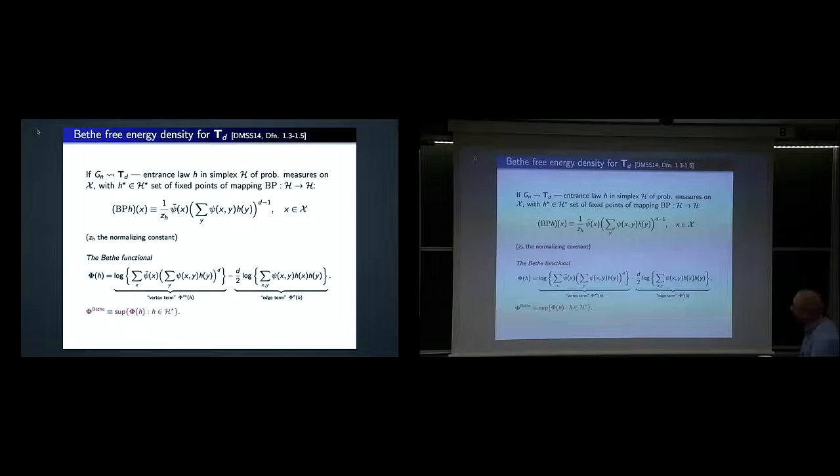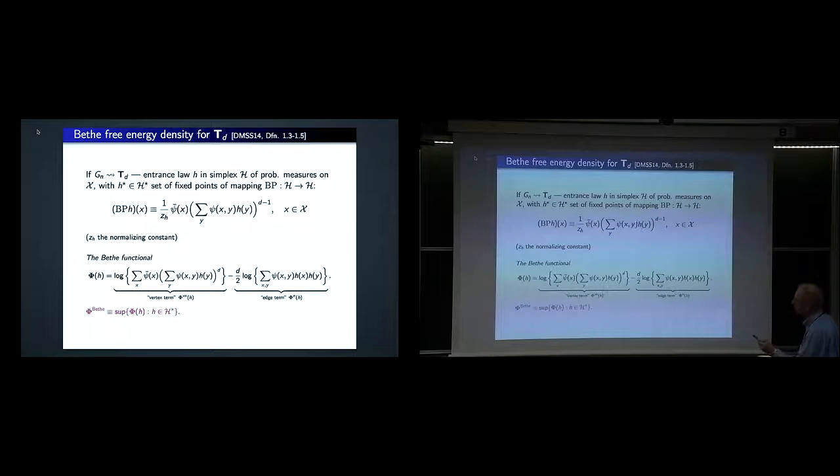So I'm supposed to find an entrance law, this unknown H, which is supposed to be a sequence of probability measures on X. X is my alphabet, either 2 or Q here again. And then I claim that there is going to be a fixed point equation, and I wrote you exactly what the fixed point equation is. You write BP of H equal to H. So if you write this operation, given the psi and the psi bar, this is just a normalization to make the sum equal to 1. So this quantity is just a sum over X of all of this.